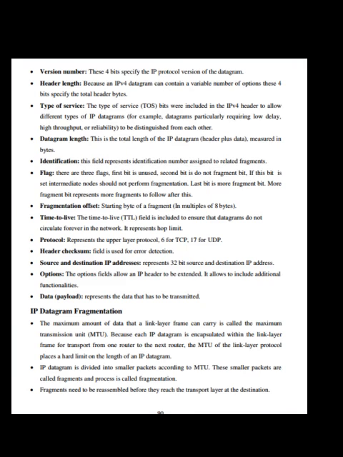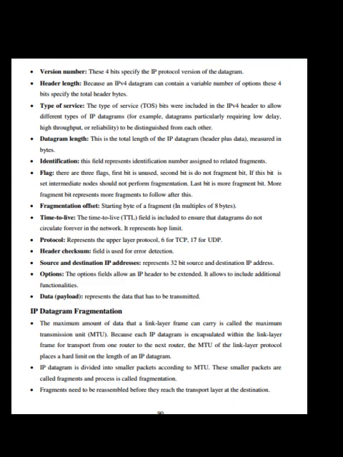Now let us see IP datagram fragmentation. The maximum amount of data that a link layer frame can carry is called the maximum transmission unit. Because each IP datagram is encapsulated within a link layer frame for transport from one router to the next router, the MTU of the link layer protocol places a hard limit on the length of an IP datagram. An IP datagram is divided into smaller packets according to MTU. These smaller packets are called fragments and the process is called fragmentation.